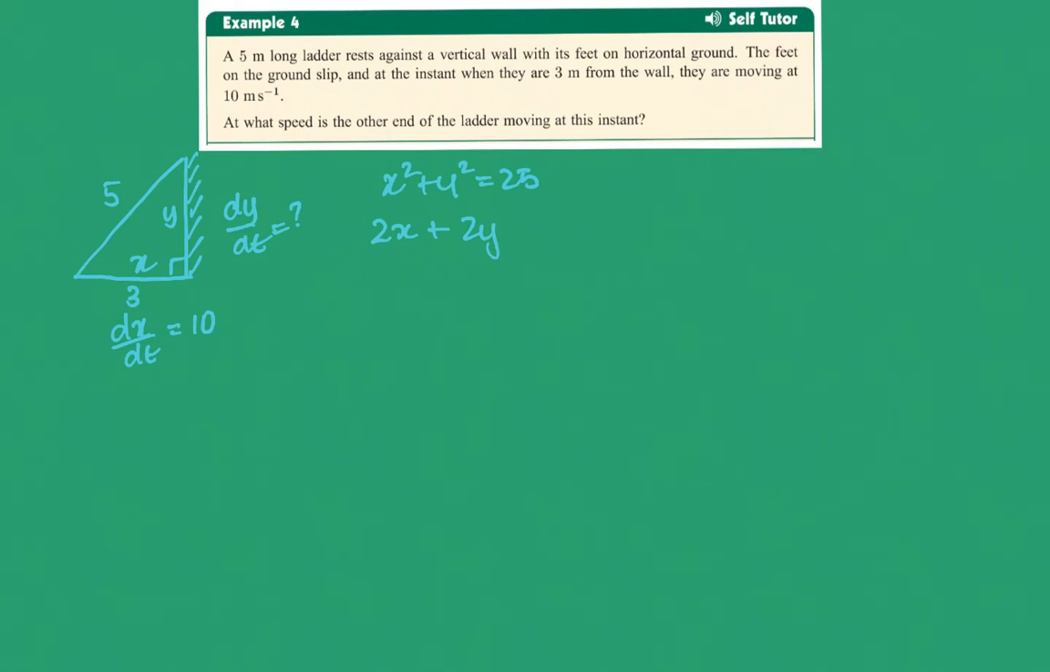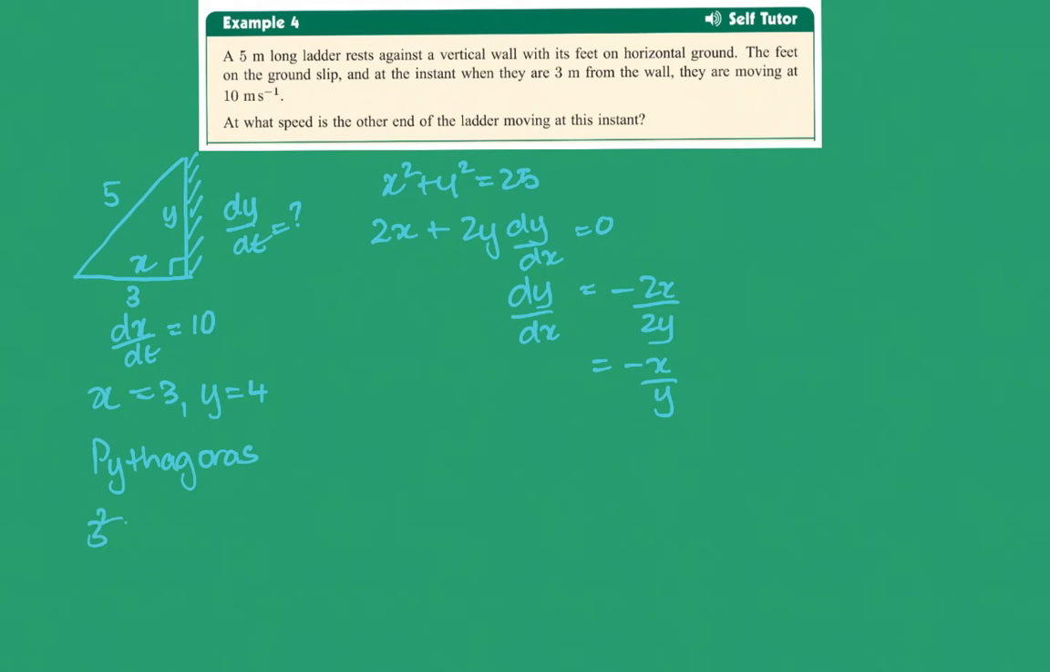Let's differentiate that using our implicit differentiation. Solving for dy/dx. Why do we want that? Because we need dy/dx for the chain rule. Okay, so we have dy/dx equals negative x divided by y. Now we need to know what x is. x is 3. We need to know what y is. y is 4. Why? Because of Pythagoras. 3 squared plus 4 squared gives us 5 squared.